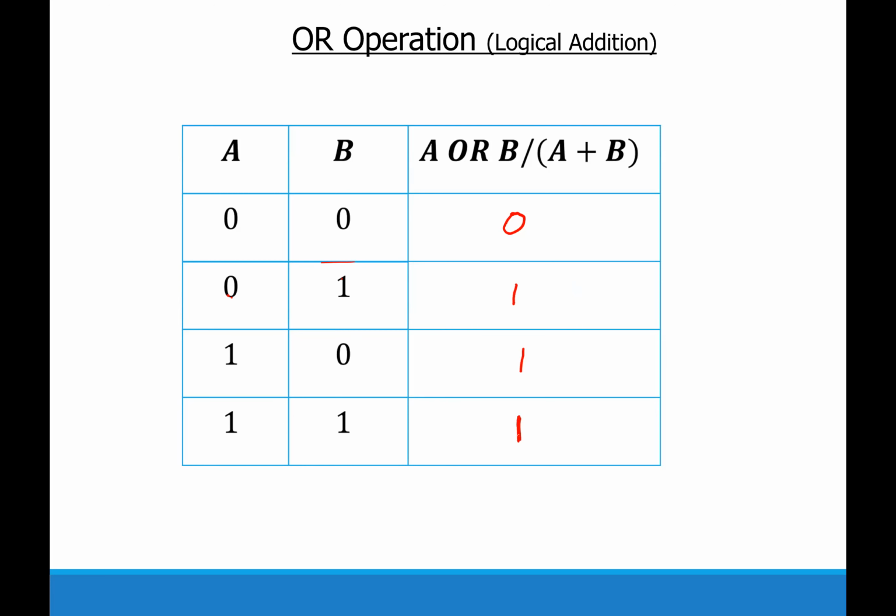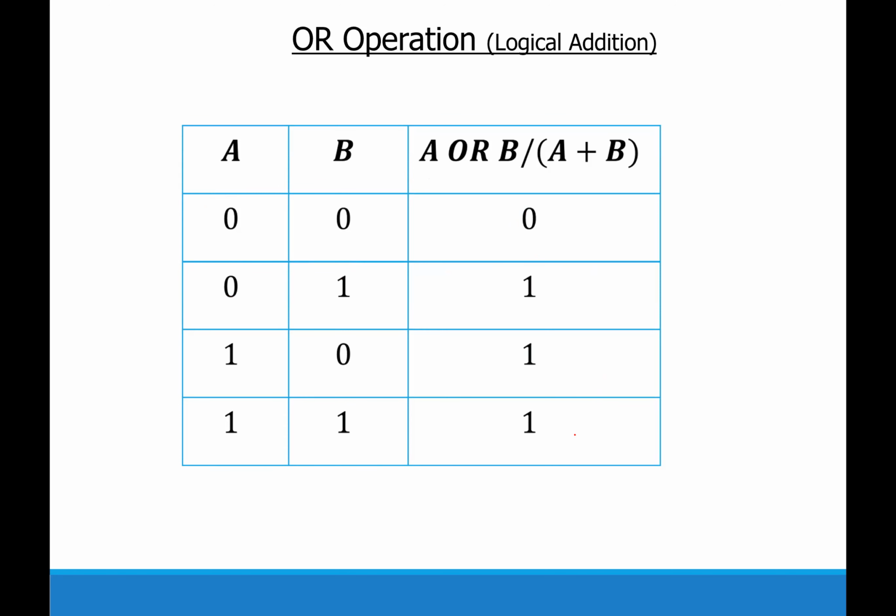Here you can see we can get the output equal to 0 only when all inputs are equal to 0. And if at least one input is equal to 1, we can get the output equal to 1. That is the way the OR operation works. So this is the complete truth table for the OR operation. Any doubts so far? Are you okay with the 3 operations?